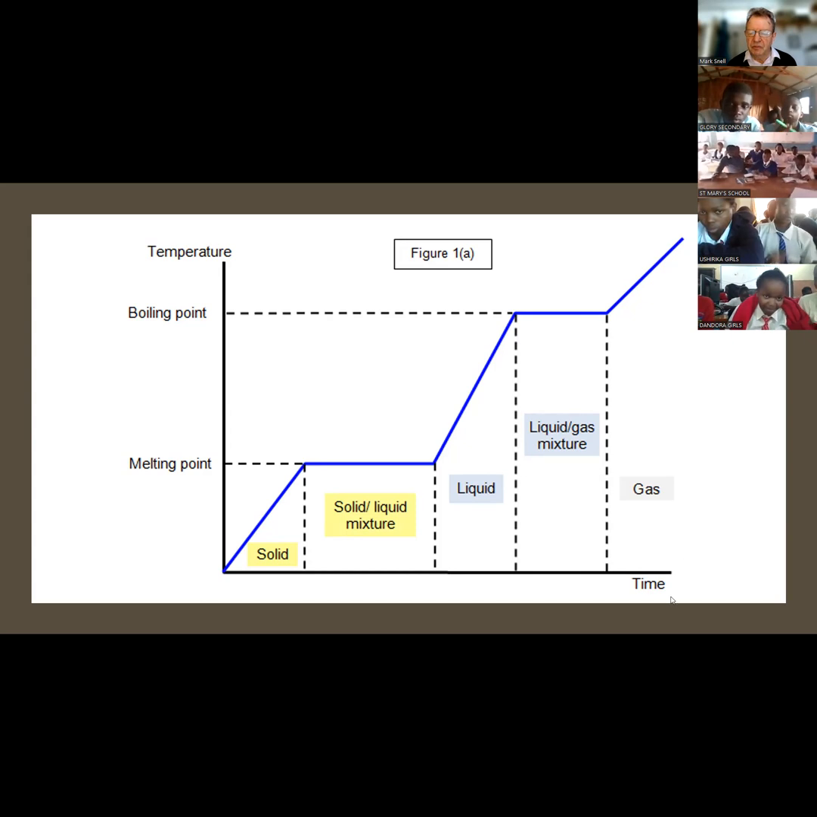This time along the bottom could also be kinetic energy. Sorry, temperature up the side could also be kinetic energy. It means the same thing, except that in this horizontal bit, the kinetic energy is still increasing, but it is simply going into shaking the bonds apart.